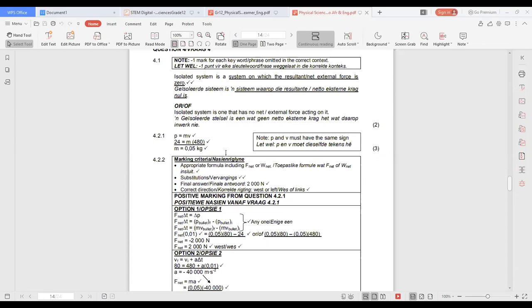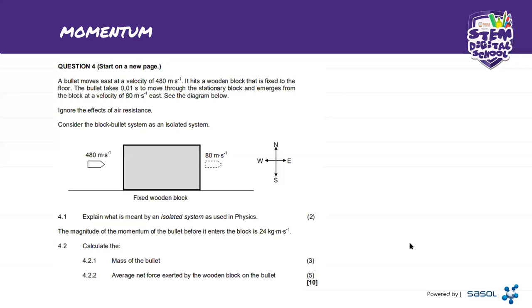Okay. And then for number 4.2, let's go to that problem quickly and see what they say. On 4.2.2, it says, calculate the average net force exerted by the wooden block on the bullet. The average force exerted by the wooden block. So now we're working with this one right here. Let's see how we're going to approach this one when you meet it in the exam.